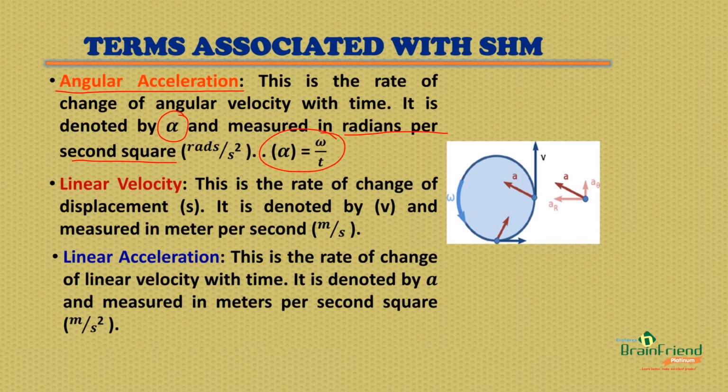Next, we have linear velocity. This is the rate at which linear displacement changes with time. It is denoted by the symbol v and measured in meters per second. Lastly, we have linear acceleration. This is the rate at which linear displacement changes with time. It is measured in meters per second square and denoted by the symbol a.